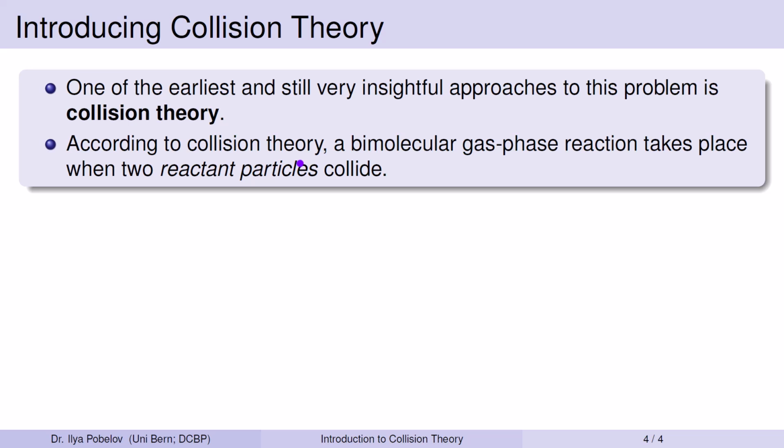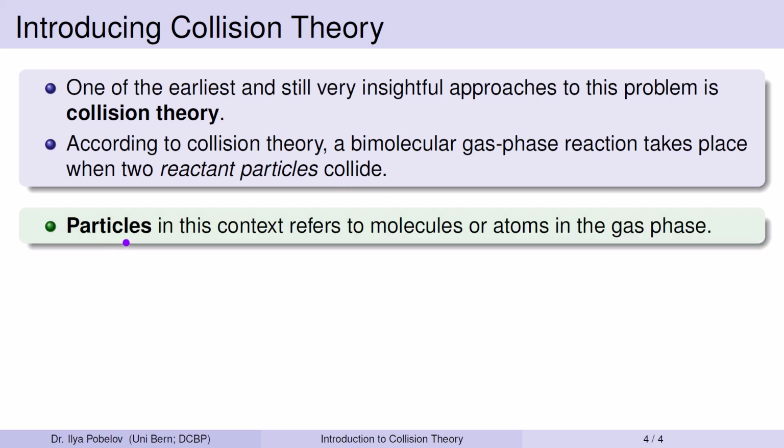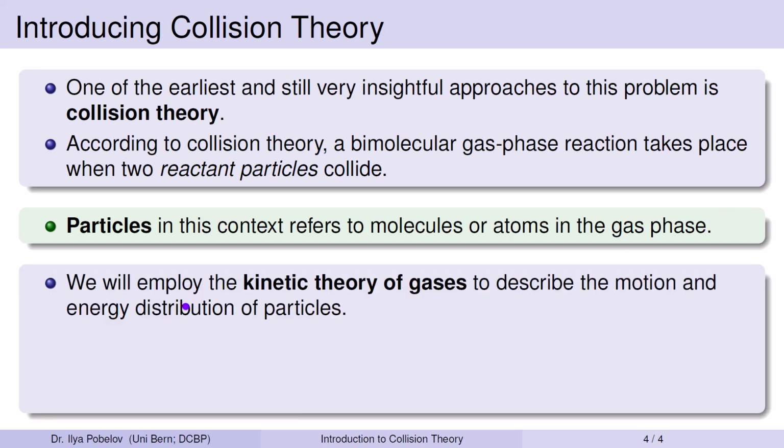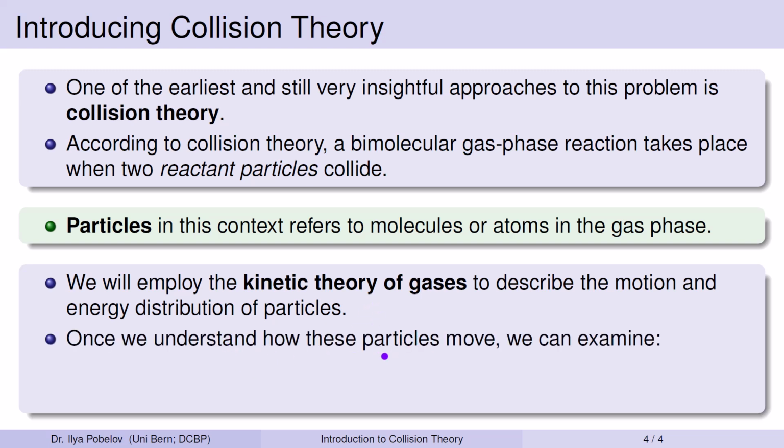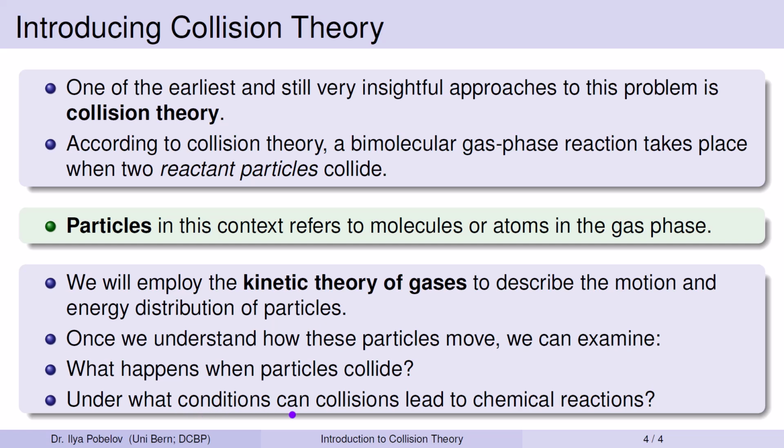According to collision theory, a bimolecular gas phase reaction takes place when two reactant particles collide. The term particles in this context simply refers to molecules or atoms in the gas phase. We will employ the kinetic theory of gases to describe the motion and energy distribution of particles. Once we understand how these particles move, we can examine what happens when they collide and under what conditions collisions can lead to chemical reactions.